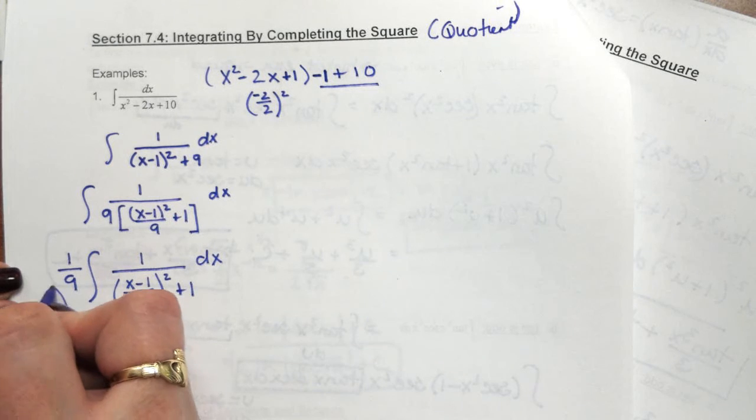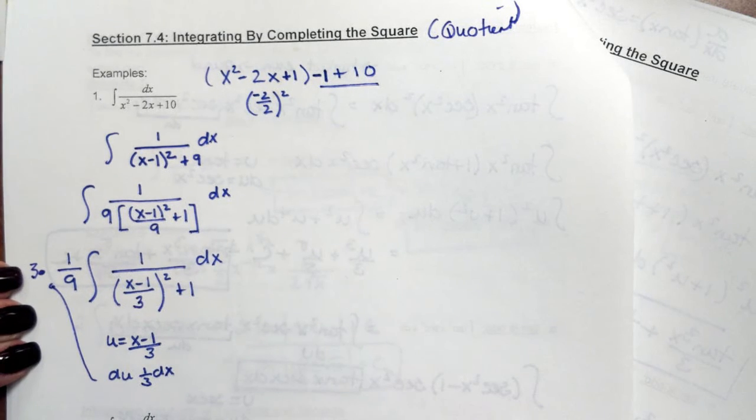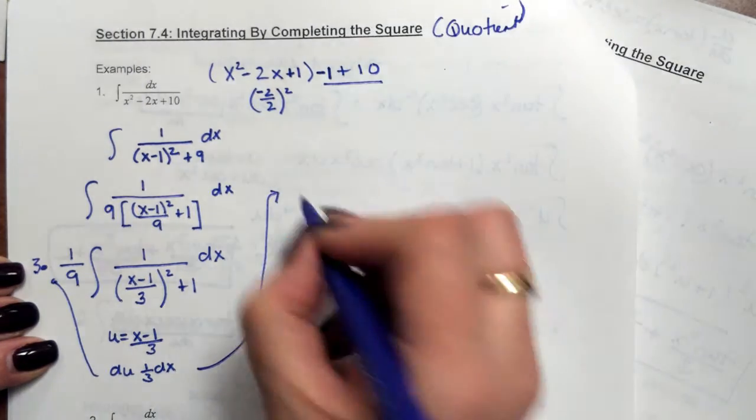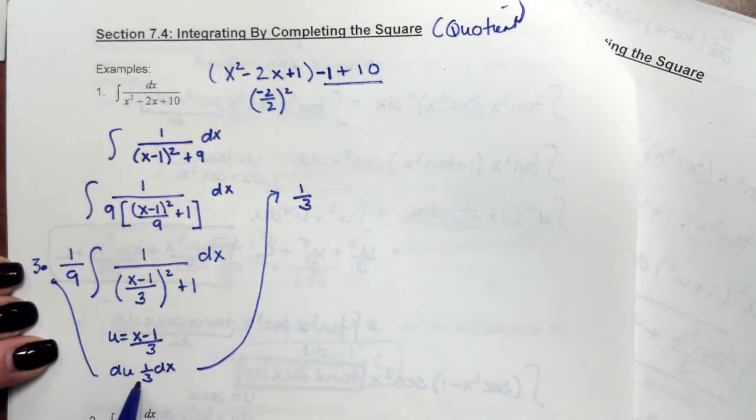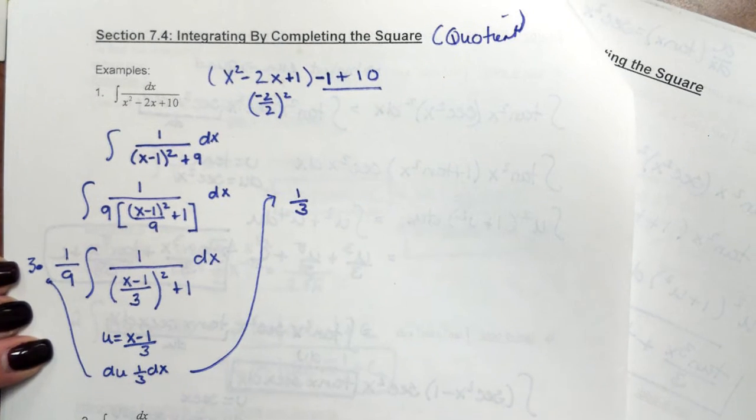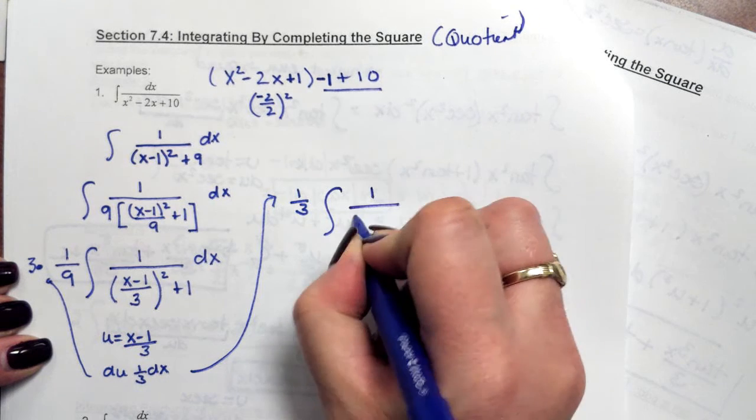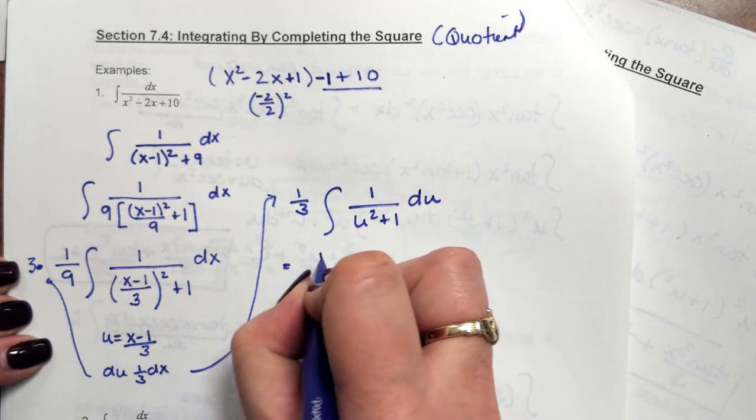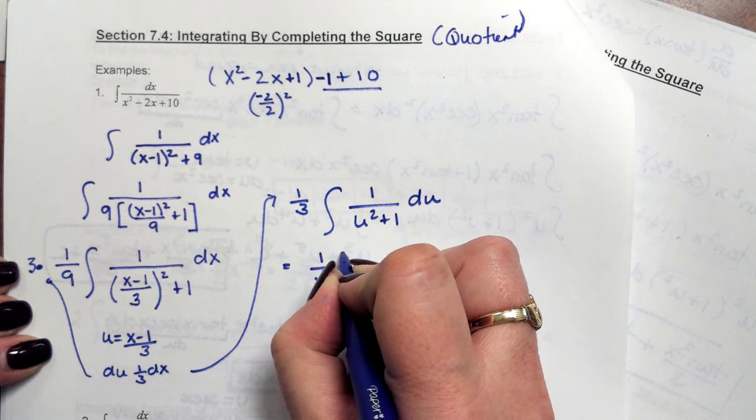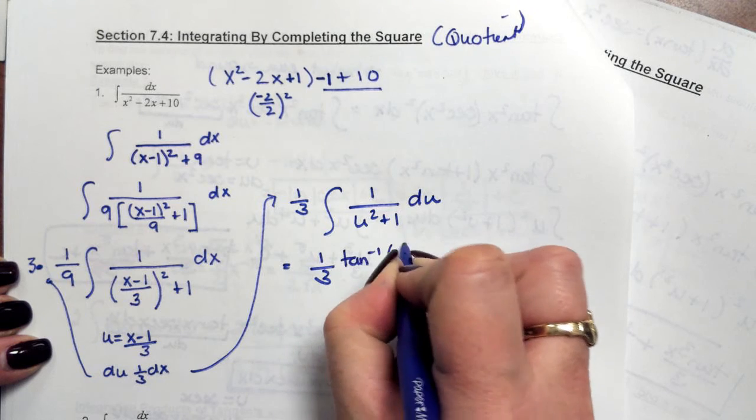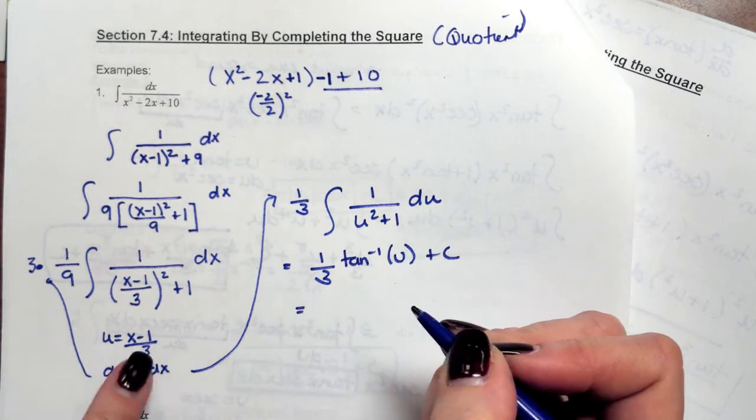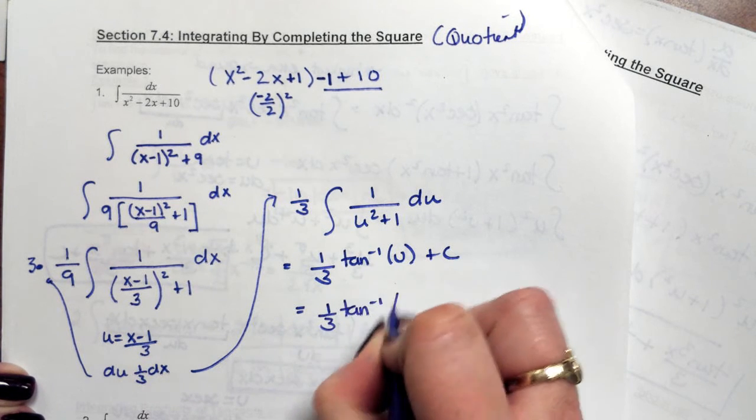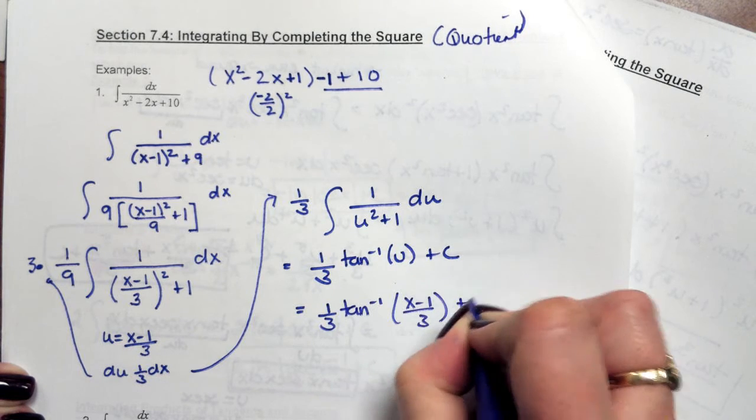So what I end up doing then is I'm going to multiply this integral by a 3. So when I rewrite my integral in terms of u and du, it's going to be 1/3, because I take the 3 times the 1/9, times the integral of 1 over u squared plus 1 du. So again, I know then that this is going to be 1/3 inverse tangent of u plus c. And then I can plug my x minus 1 over 3 back in. So 1/3 times my inverse tangent of x minus 1 over 3 plus c.